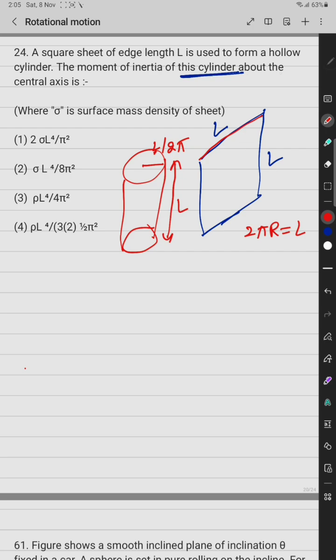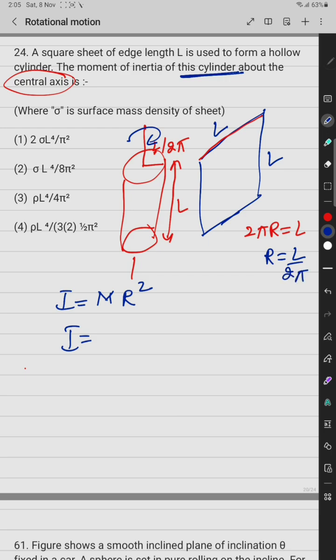Now we want to find the moment of inertia about the central axis. Then it behaves like a ring, and according to the ring, moment of inertia is I equal to m r square, that is mass into radius square. Radius is equal to L upon 2 pi. Therefore radius square is equal to L square upon 4 pi square.